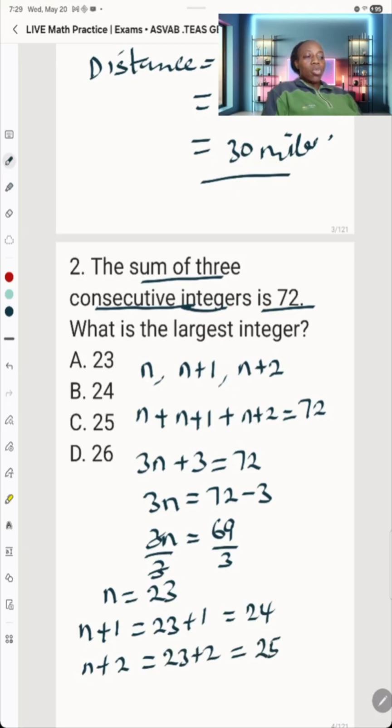But let's go back to what the question asks us to do. The question says, what is the largest integer? We have calculated all the integers already. The integers are 23, 24 and 25. So which one is the largest? That is 25, and that's C.